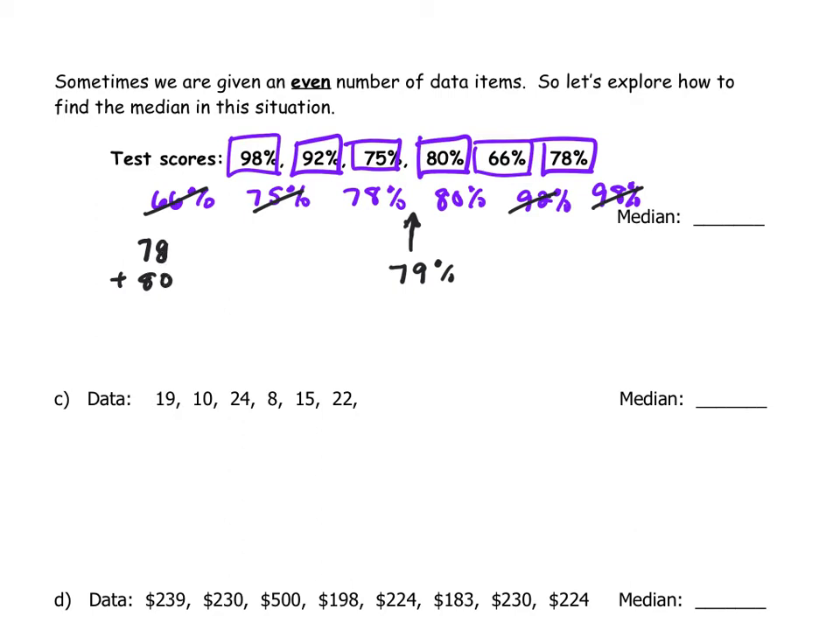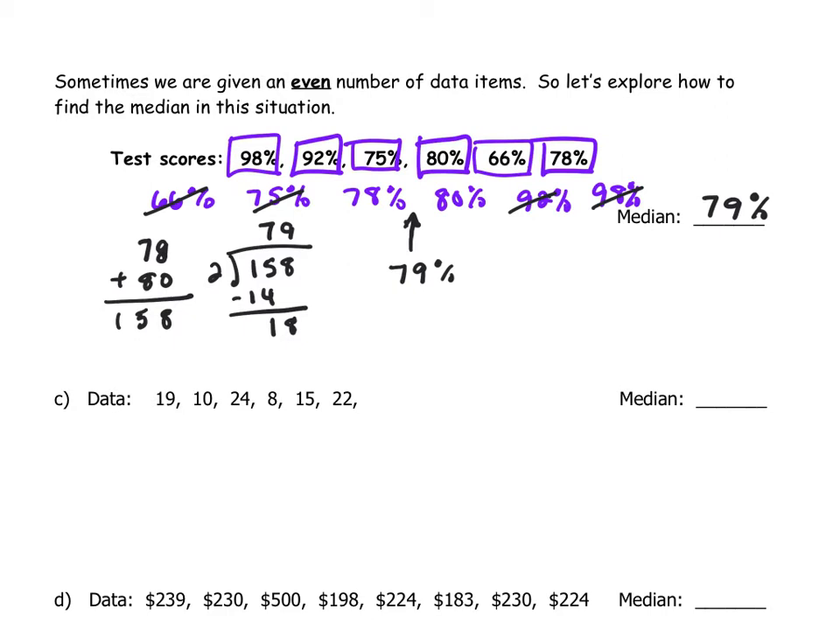This should be a 78. So we add these 2 numbers and get 158. And then to find the average, we're going to divide by 2 because that's how many numbers we added together. So the sum is 158. 2 will not go into 1. It will go into 15 7 times. 7 times 2 is 14. And then we're going to drop down the 8 and the 1, and 2 will go into 18 9 times. So we came up with the same answer. The median is 79%.